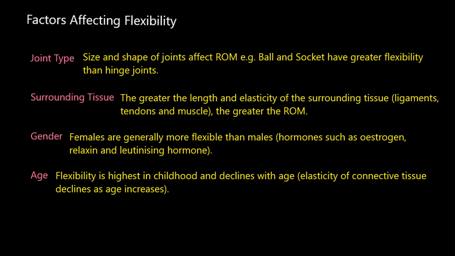But obviously, as we've just said, the surrounding tissue, how elastic your muscles are, your ligaments and your tendons. Ligaments hold bones to bones. So at the joints, there are lots of ligaments holding the two different or three different bones together. How elastic they are affects your range of movement. Your tendons holding the muscles to the bones around the joint, how elastic they are, and the muscles themselves. The more elastic these three are, the greater the range of movement. The less elastic they are, the less range of movement you're going to have.